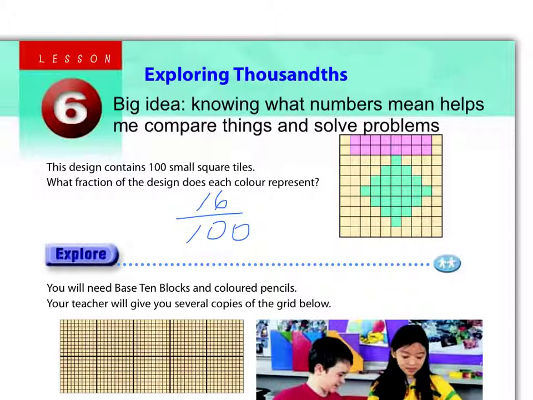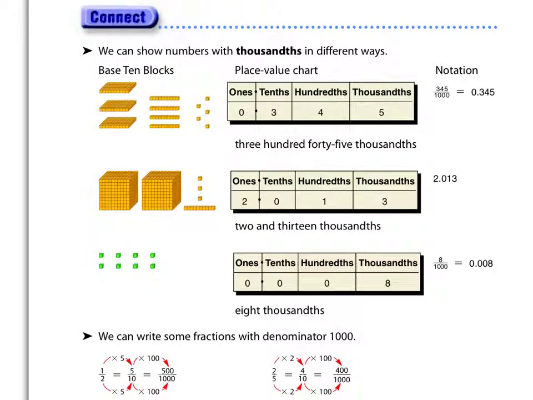We're going to look at this now as out of thousandths. So what that means is this little square actually has 10 little squares in it, which would make this now out of 1,000. So again, it's taking that same amount and dividing it differently. Alright, so let's take a look at your connect section.